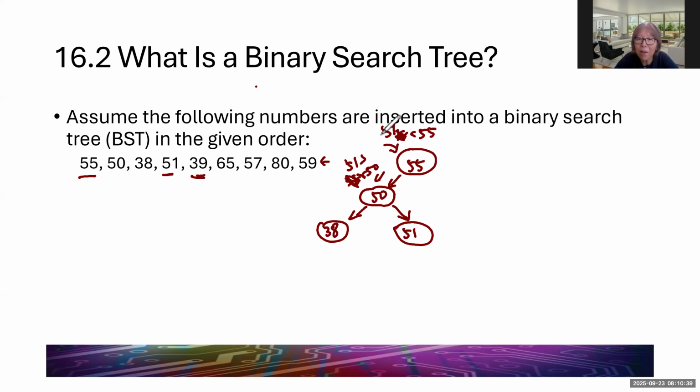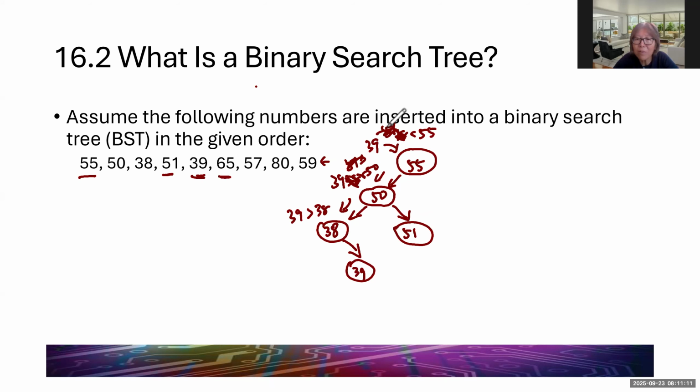Then 39, same thing. 39 is less than 55, we go to the left, and then move to this child node. You compare 39 with 50, it's less than, so you go to the left. Then 39 compared with 38, it's greater, so it should go to the right. There is no subtree, so you create a new node and add 39 into it.